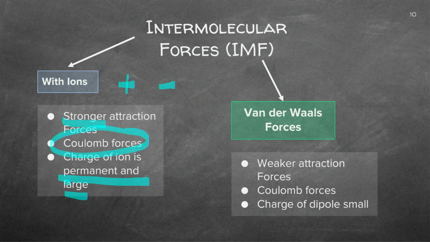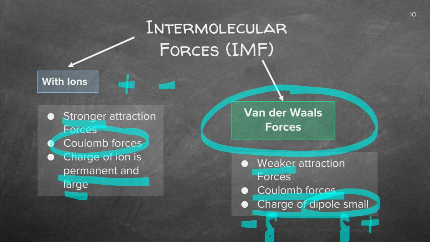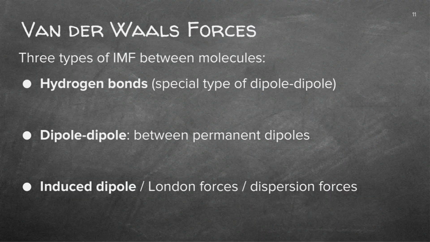Let's do the second section of intermolecular forces, and it's named after Johannes van der Waals. He did a lot of work with van der Waals forces. It's weaker, it's also Coulomb, and it's actually because there's a dipole. And you remember, we write a dipole slightly positive and slightly negative. Three types of van der Waals forces you'll have to know.